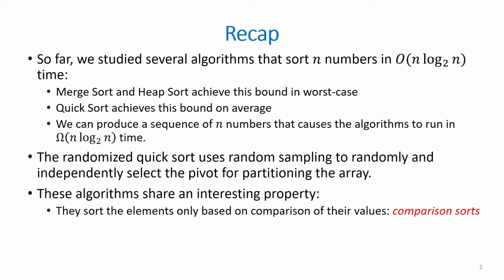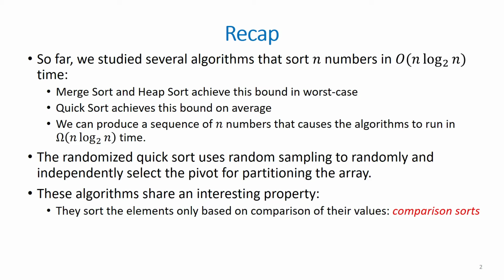So far, we have seen that the big O n log n bound is satisfied by merge sort and heap sort in the worst case. Quicksort achieves this bound on average. So we can always have a permutation of the input sequence that would impose a running time complexity of big omega n log n. We also learned how to develop the randomized quicksort using random sampling in the selection of the pivot element for the partition procedure.